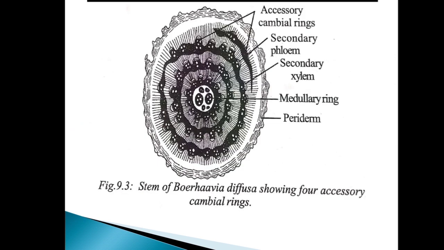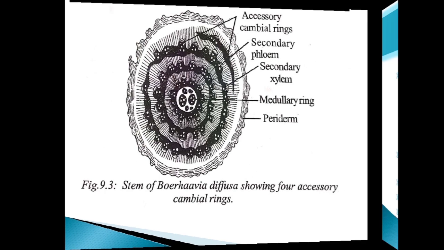Okay. So the stem of Bhairava diffusa is showing 4 accessory cambial rings. Whatever I explained to you, in the center you can make out the medullary ring, the central one. This is the medullary ring, the first inner ring, followed by the next ring, the third ring, wherein the annual rings you can see first, second, third, like that. So you can see the development of the cambial rings, the accessory cambial rings. And at the same point, in the cork region also, whatever we have studied in the transverse section of dicot stem, here also the cork development takes place.